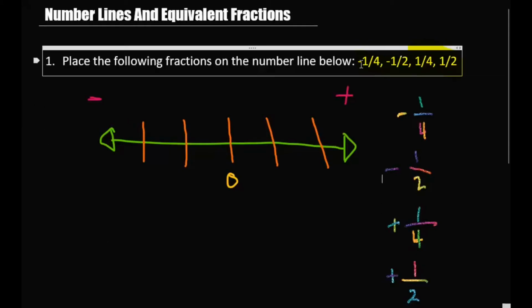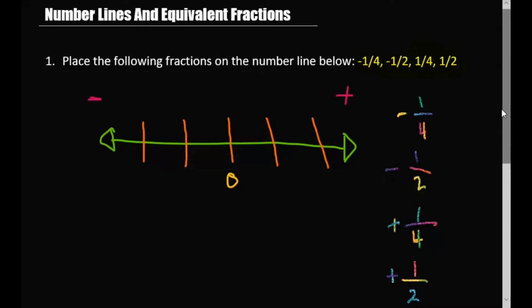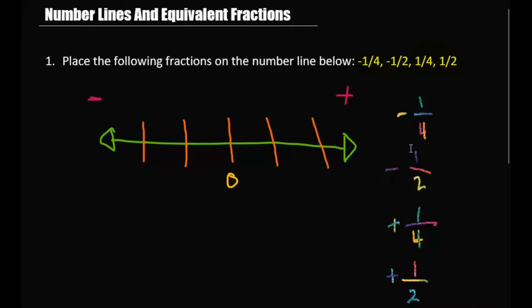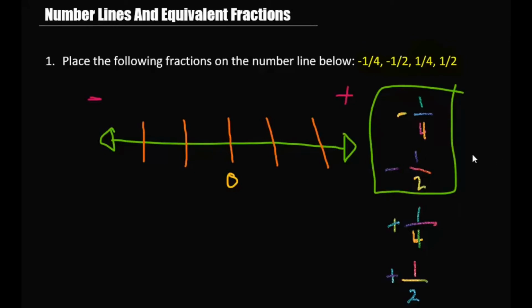I have these fractions highlighted, and I also have them written down right here. The first two fractions, these two, are negative fractions. The other two fractions, these two numbers right here with the addition sign, are positive numbers. So basically, subtraction means negative, addition sign means positive.